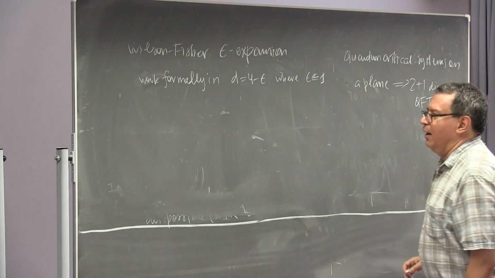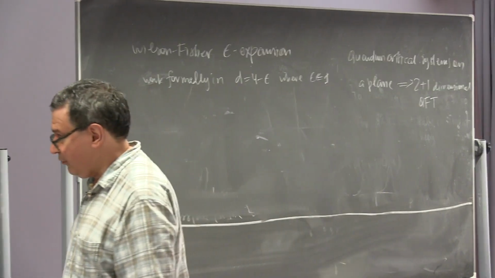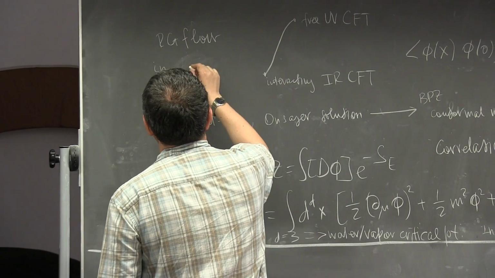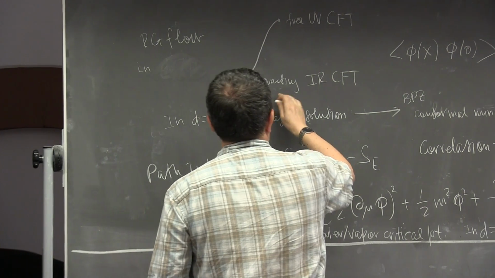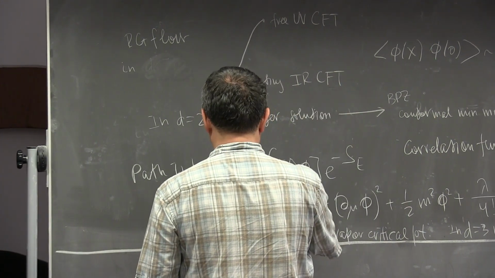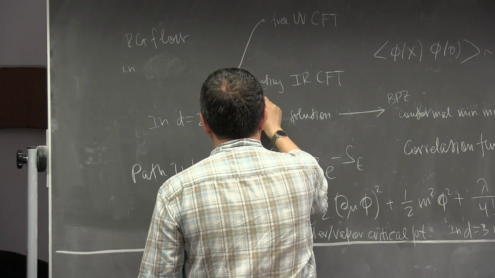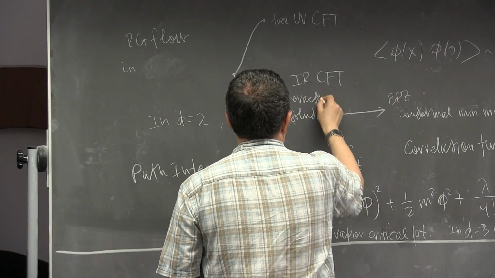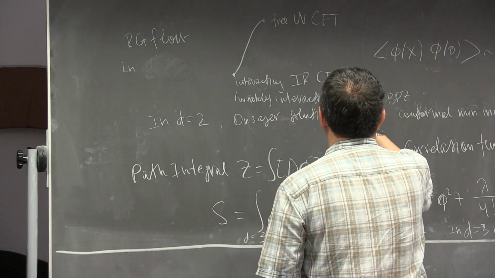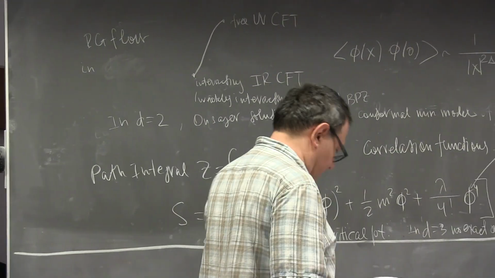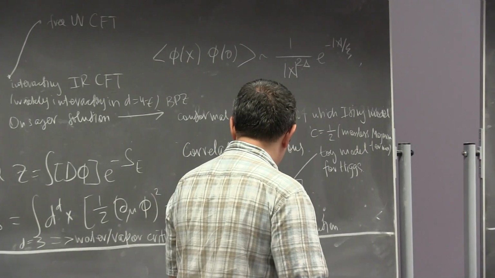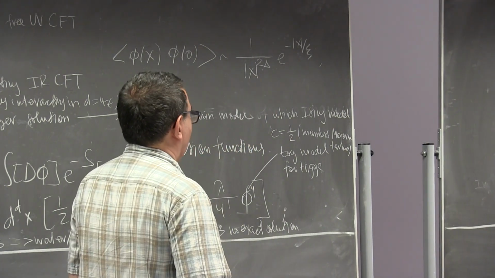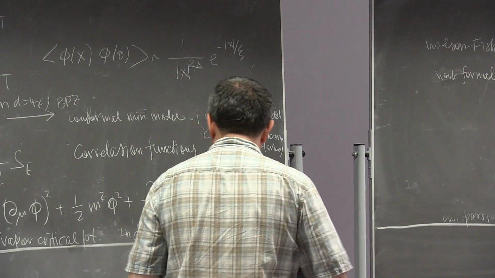And then what happens is that in 4 minus epsilon dimensions, if you look at what happens to this IR CFT, it's actually weakly interacting in D equal to 4 minus epsilon. And this is essentially explained in Peskin and Schroeder, for example. Okay, so I'll come back to this in 1 second.